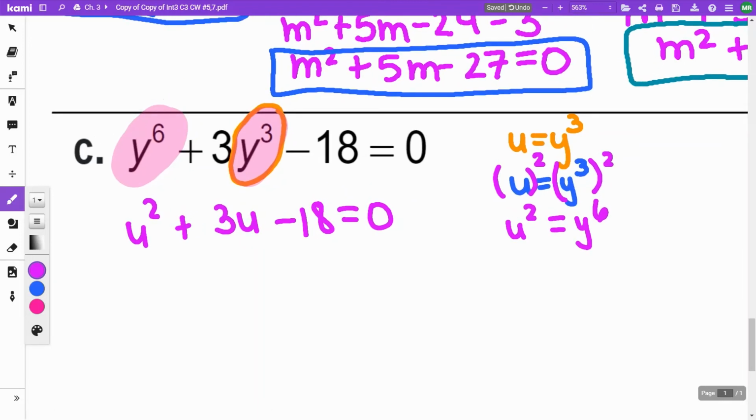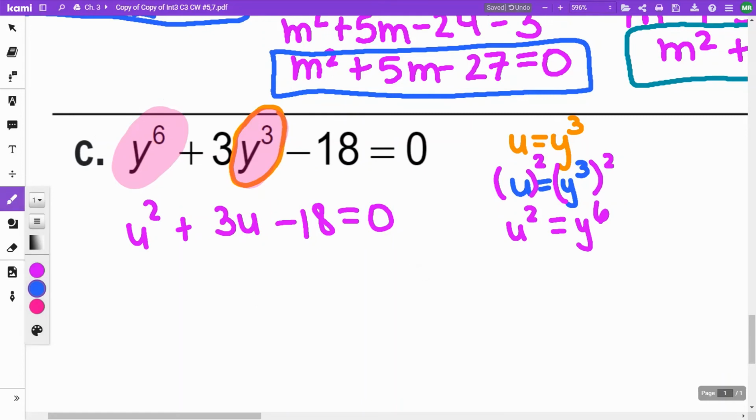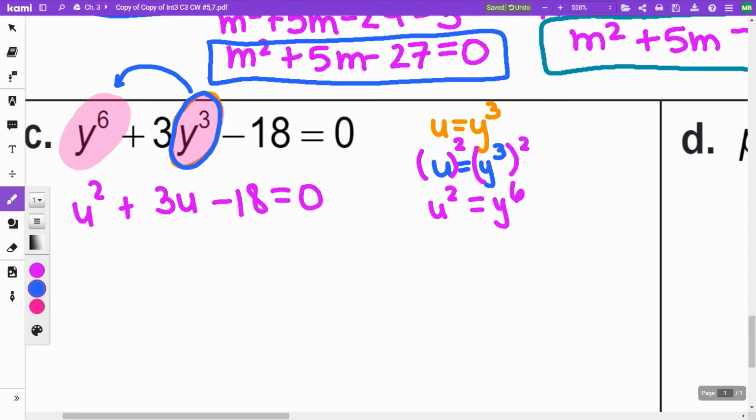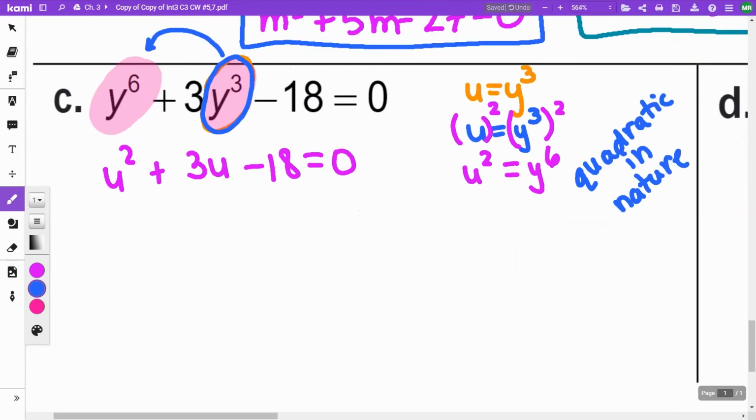So what you want to start noticing is that if your middle term is squared, not the 3, but the y cubed, if you get this one, then it's quadratic in nature. Let me just write that out. Quadratic in nature. It is not a quadratic because a quadratic is not a y to the sixth, it's a y squared or an x squared, or in this case, a u squared when I rewrite it. But I can force it into a quadratic.